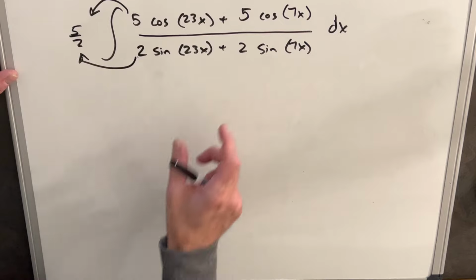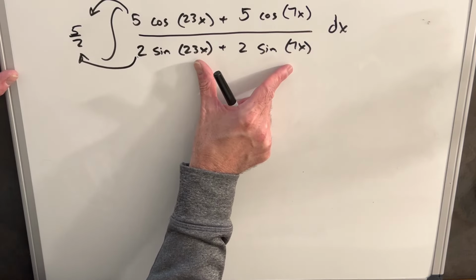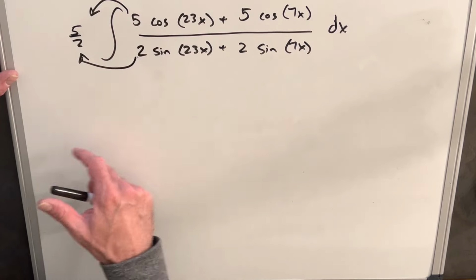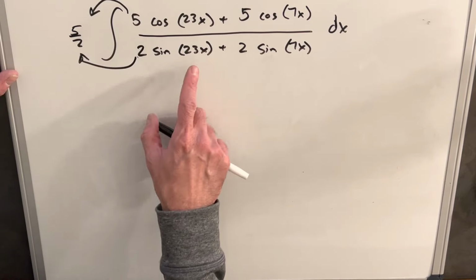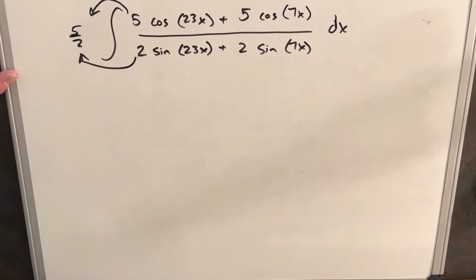So the problem we have is we have two different angles in the numerator and the denominator. If the angle was 2, we could use an angle reduction formula, but that's not going to work very well for 23 or 7.